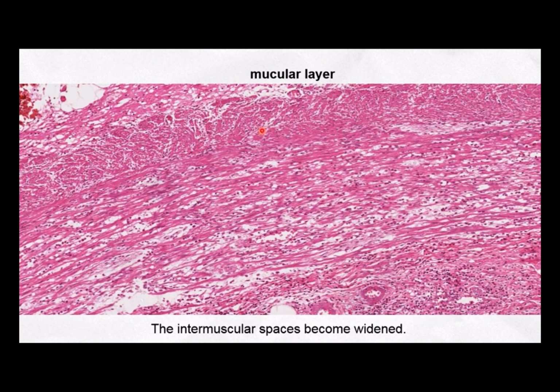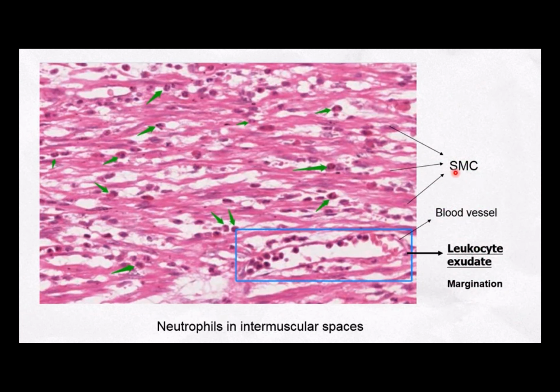This is the muscular layer. The intermuscular space becomes widened due to edema. At high power, we can see these cells are smooth muscle cells, and the intermuscular spaces become widened because of edema. And in the intermuscular spaces, we can find many neutrophils.